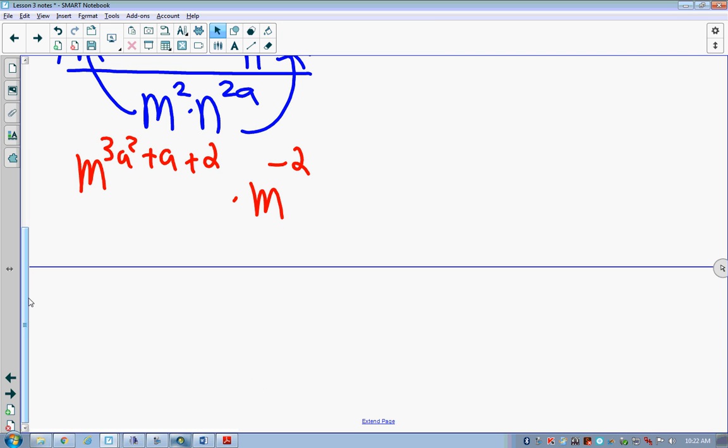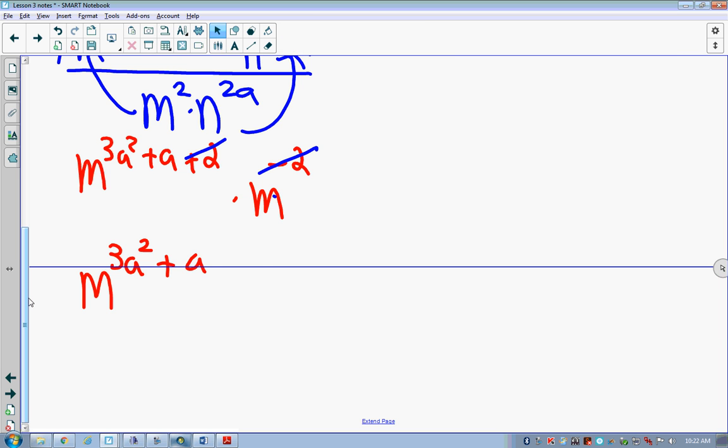What do I do with this? What am I doing with the exponents to them? Add them. So that's 3a squared plus a plus 2 minus 2. What happens? The 2's cancel. Very good. So I'm left with m to the 3a squared plus a, right? All right, let's come back up here.